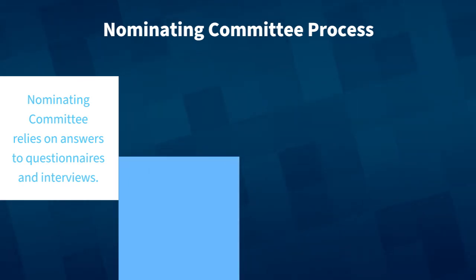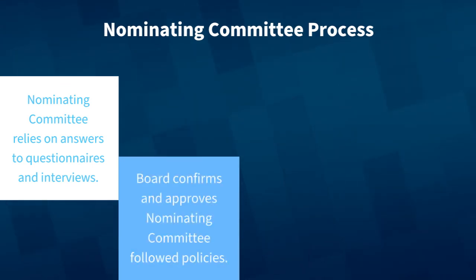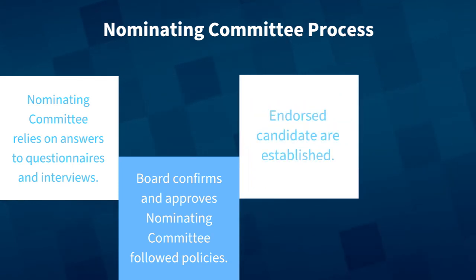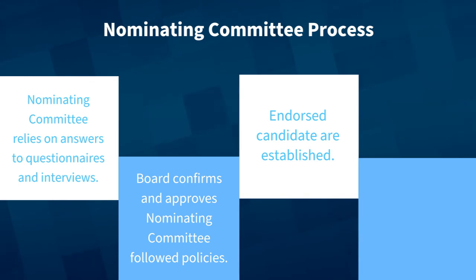Once the nomination committee confirms the list of nominees, the SOA board confirms and approves that the nominating committee followed appropriate policies in putting together the ballot. Once this occurs, the list of endorsed candidates for the ballot are established. All candidates will then be contacted and will be told whether they were selected to be an endorsed candidate on the ballot.